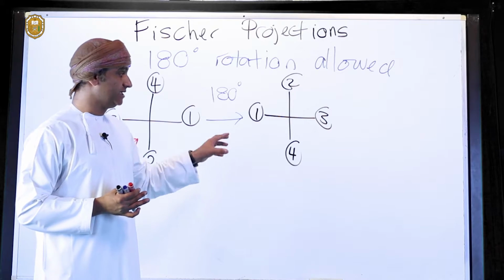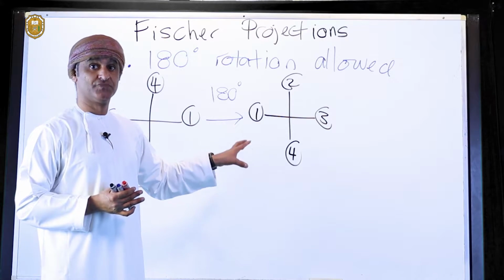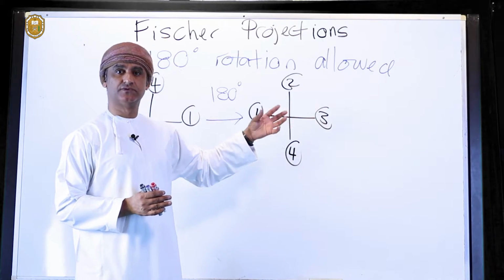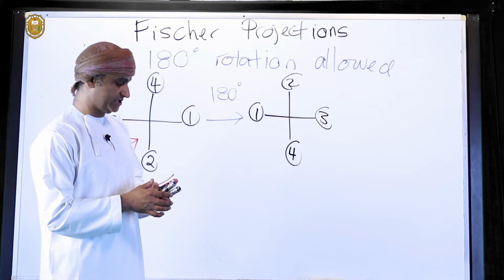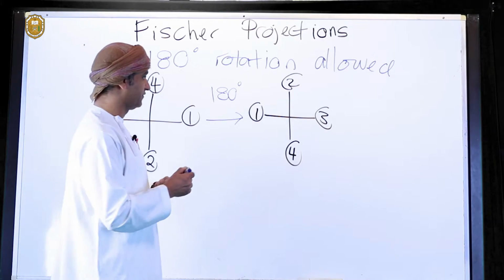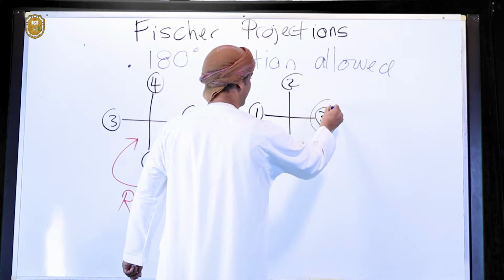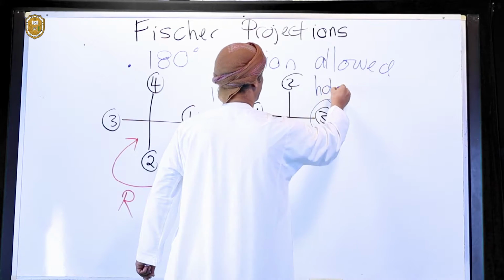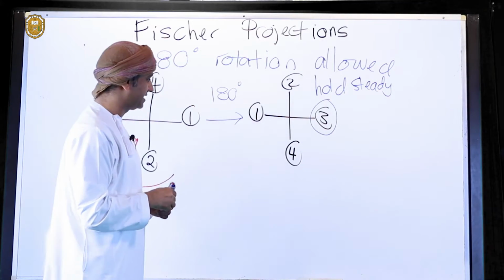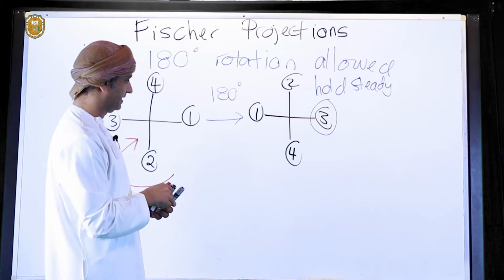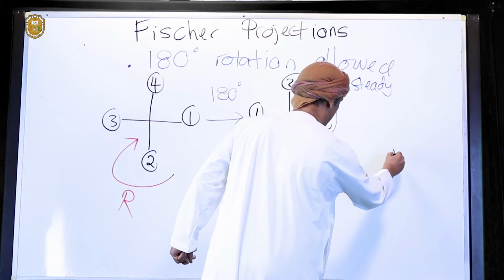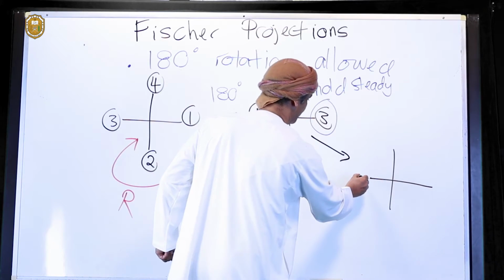So what do we need to do? We need to place always, as usual, the lowest priority group at the top. Is it at the top? No, it isn't. So we have to hold one group fixed or steady, and then we rotate clockwise or counterclockwise. If we hold, for example, 3, we hold this steady. We hold group number 3 steady, then we rotate counterclockwise. What we arrive at is another Fischer projection.